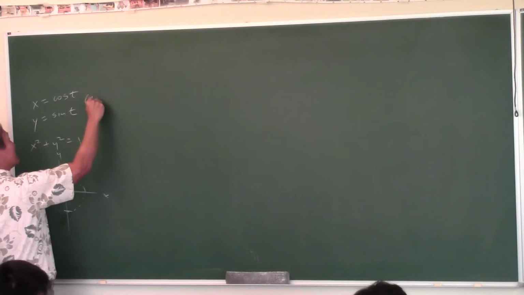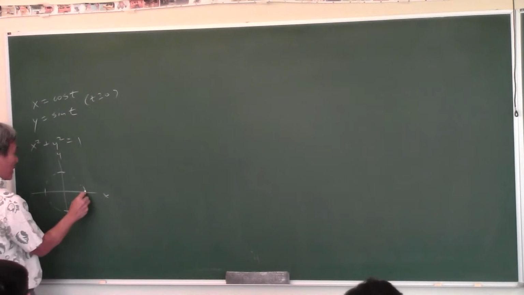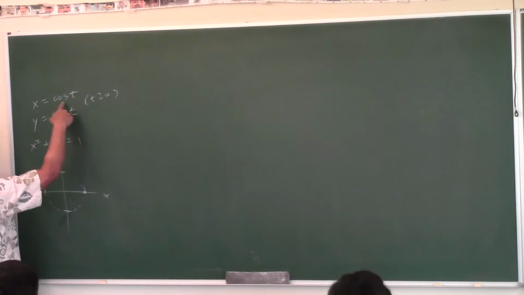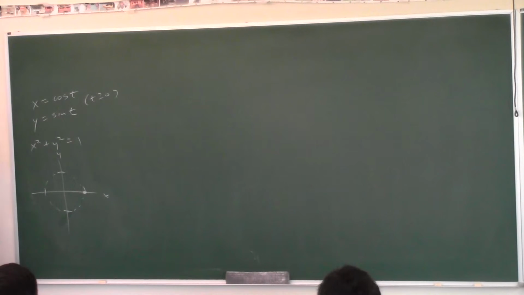So, if we say t is greater than or equal to 0, the particle starts here, right? If you plug 0 in here, the initial position is 1, 0. Which way is it going around? Counterclockwise or clockwise? Counterclockwise. How do you know? Because if you plug in pi over 2, you get 0, 1. Yeah, so the particle starts here and it goes this way.